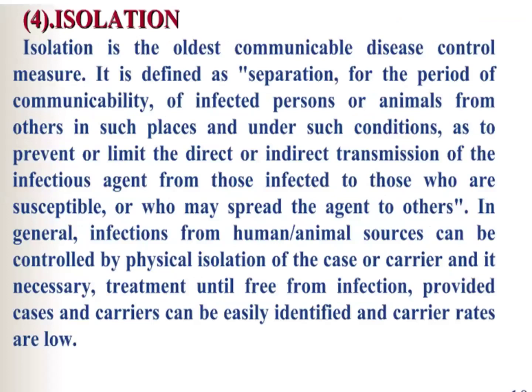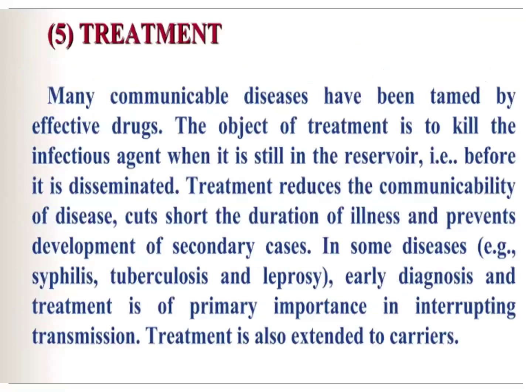Then isolation, which is the oldest communicable disease control measure. It is defined as separation for a period of communicability of infected persons or animals from others in such places to prevent or limit the direct or indirect transmission of the infectious agent to others. In general, infections from human and animal sources can be controlled by physical isolation of cases and necessary treatment until free from infection. Treatment. Many communicable diseases have been tamed by effective drugs.